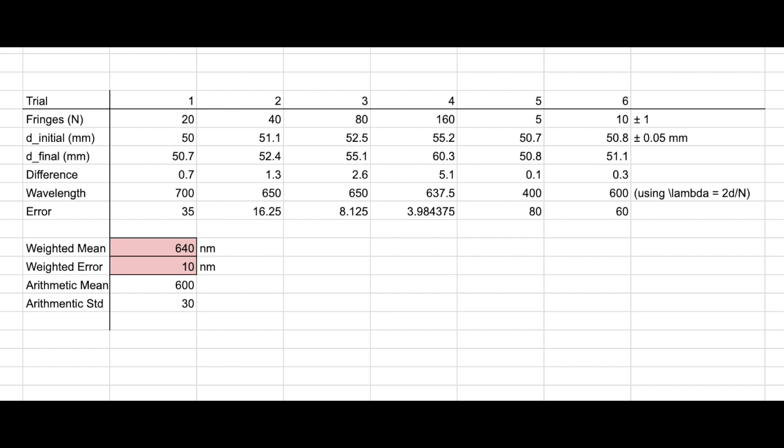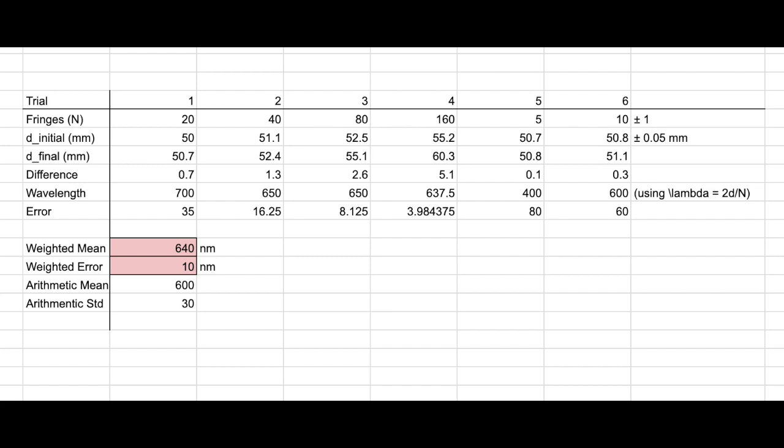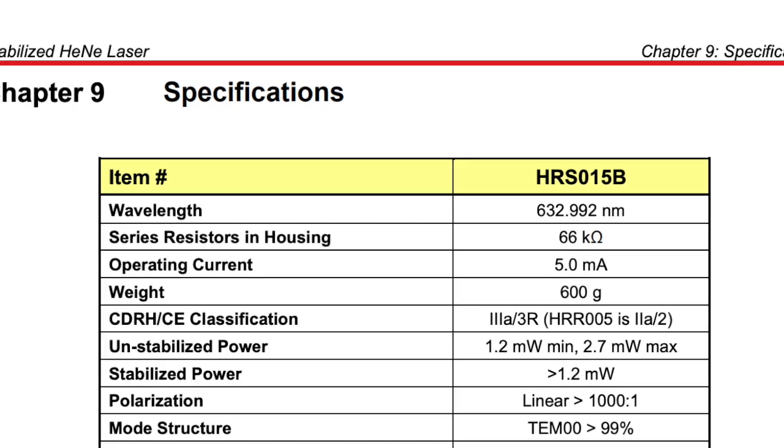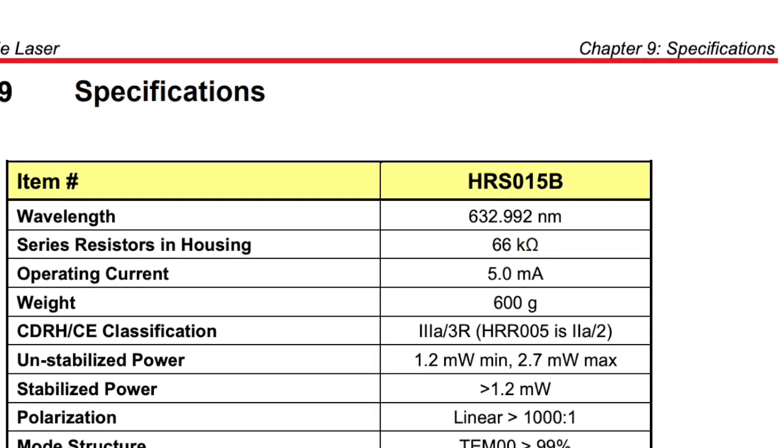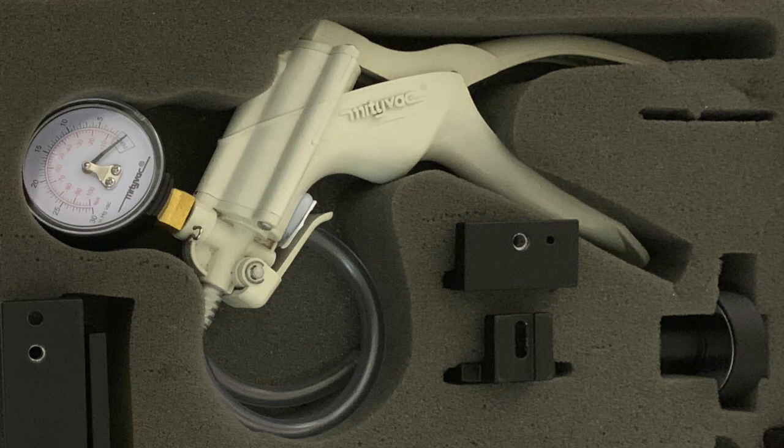These figures are then put in our equation. Lambda, or wavelength, equals 2 times the distance to the mirror divided by the number of fringes counted. The result of 640 nanometers plus or minus 10 nanometers was found using statistical weights and agrees with the laser's stated wavelength of 632.992 nanometers. The second experiment uses a glass vacuum chamber.